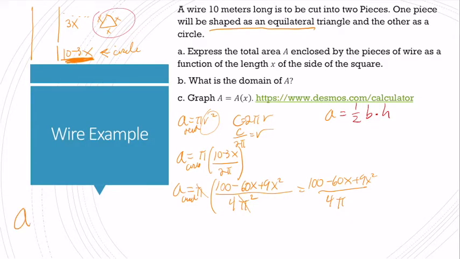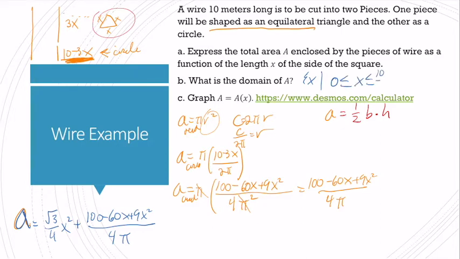So the area of this entire equation would be the area of my triangle plus the area of this circle. The domain: if I had all circle, x would be 0, and if I had all triangle, it would be 10 divided by 3 would be the cap, but just less than, not less than or equal to.